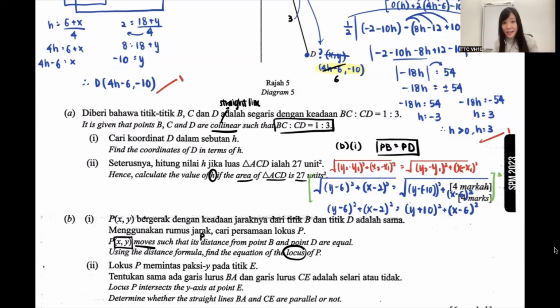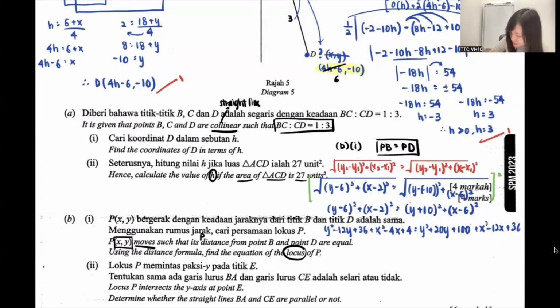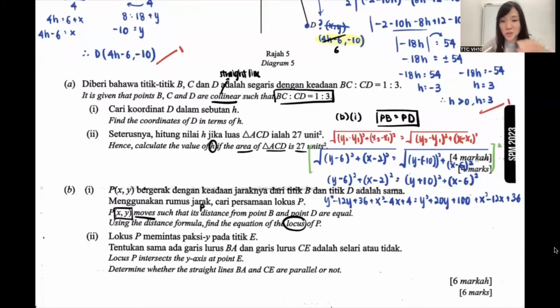Now, expand the leftover. Shortcut method. Hopefully, your shortcut method is good. y squared minus 12y plus 36 plus x squared minus 4x plus 4 equals y squared plus 20y plus 100 plus x squared minus 12x plus 36. Okay, if your shortcut method is good, you can straight away expand it. Super easy one. y squared minus y squared, no more. x squared minus x squared, no more. The leftover, just move it to one side.